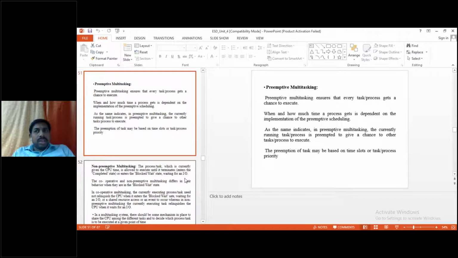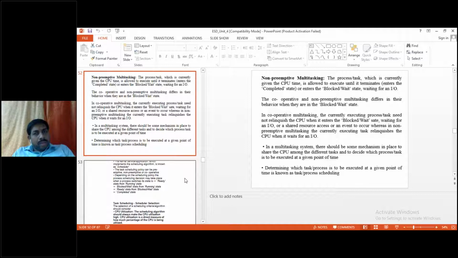Preemptive means each and every task is given a certain time allocation based upon time slot or priority, and each task or process is given an independent chance to execute or utilize the CPU time. Non-preemptive multitasking is also the same, but whenever one task is in the blocked state and waiting for an IO, the CPU resources is allocated to another task. So this is the difference.